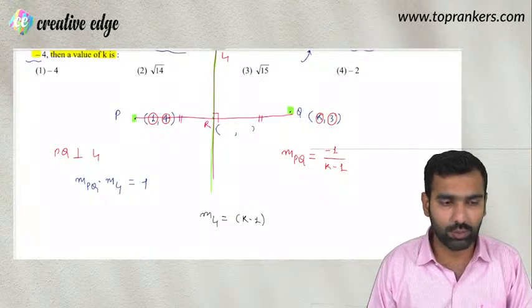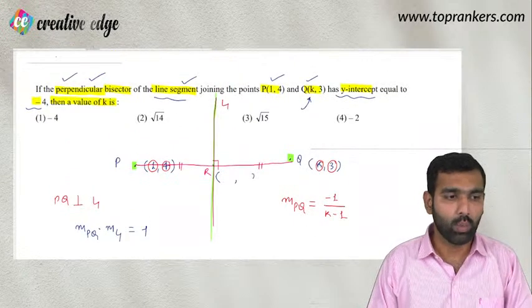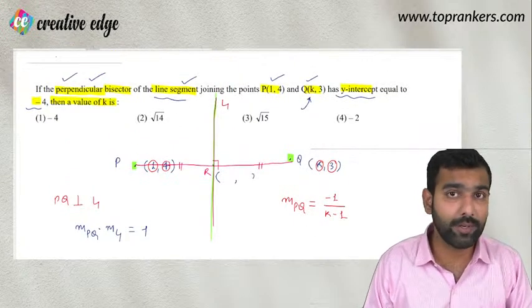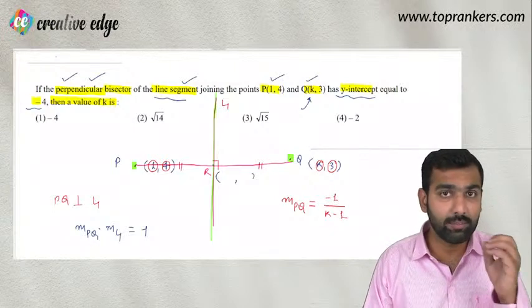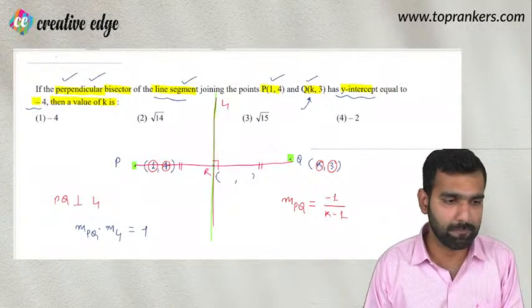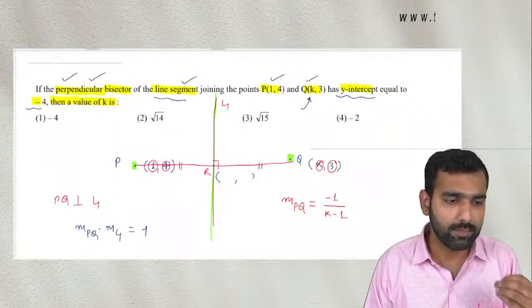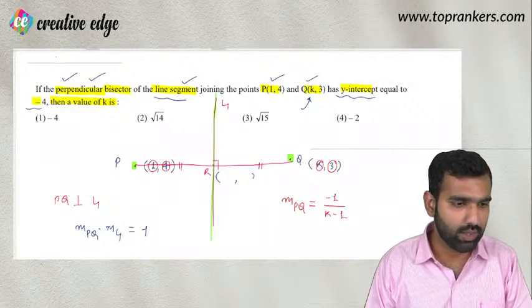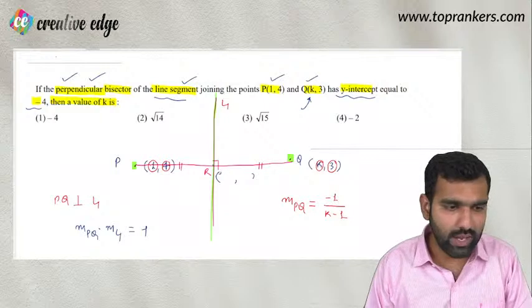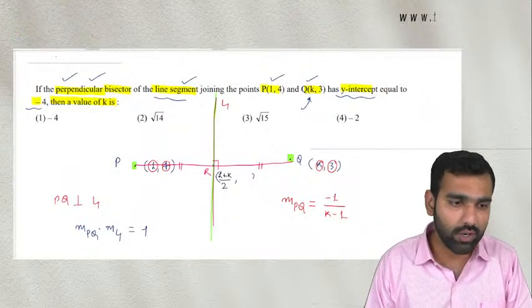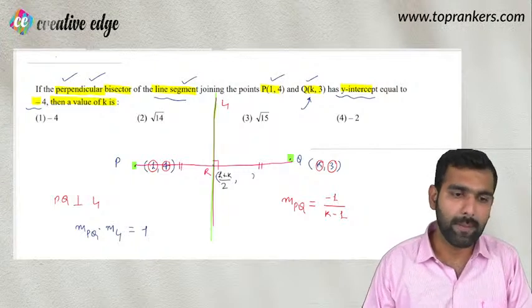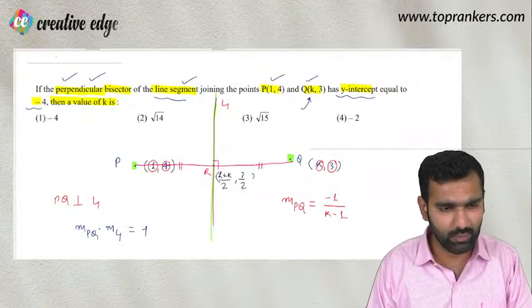I hope you have understood that part very clearly. Now, what we know so far is that this is a perpendicular bisector. What does it mean? That PQ is bisected, so the midpoint is going to be R. As per our logic, the midpoint R is going to be nothing but 1 plus k by 2. So the x coordinate of R will be 1 plus k by 2, and the y coordinate of this point R is going to be 4 plus 3 by 2, which is 7 by 2. I hope you're realizing that.